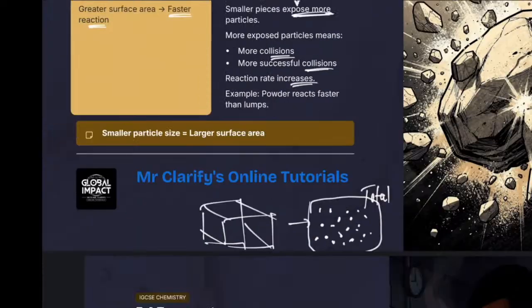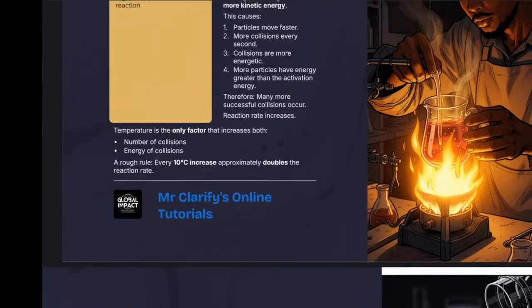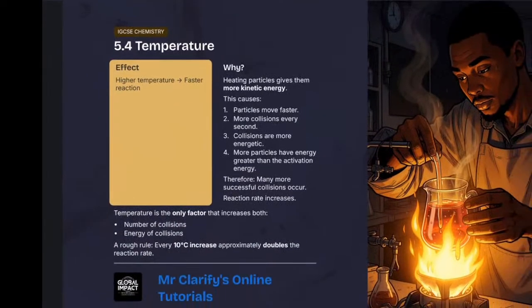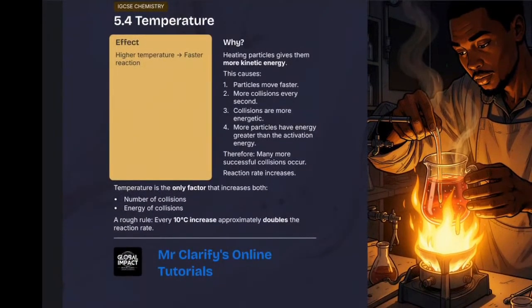Thank you, collision theory. Last one now. Is it the last one? No, the second from last. Temperature, then catalyst. Temperature is now related. We're going to summarize this. You must know all these 5. It's so important. It's so important.